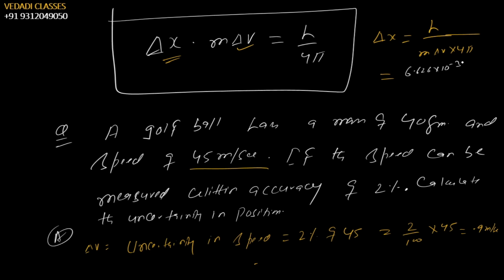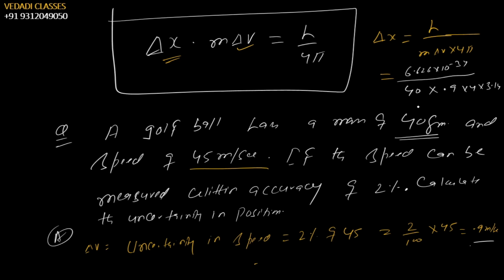6.626 into 10 power minus 34 divided by the mass. This is not the mass of the electron, this is the mass of the ball. They have already given 40 into delta v, you got 0.9 into 4 into, in the place of pi you can use 3.14.